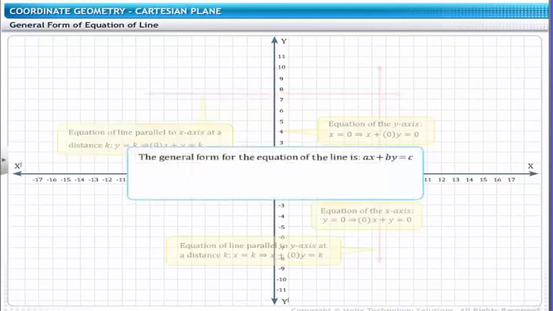Therefore, the general form for the equation of the line is ax plus by equals c, where a, b and c are real numbers, and a is not equal to 0 or b is not equal to 0.